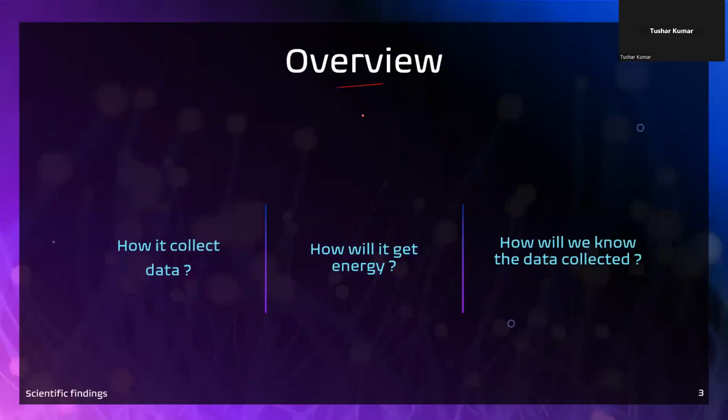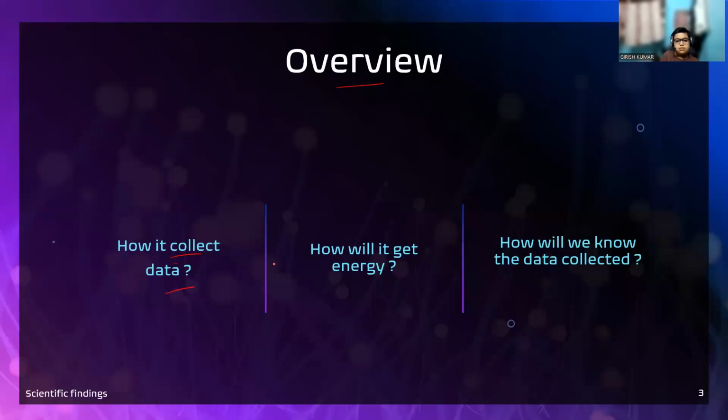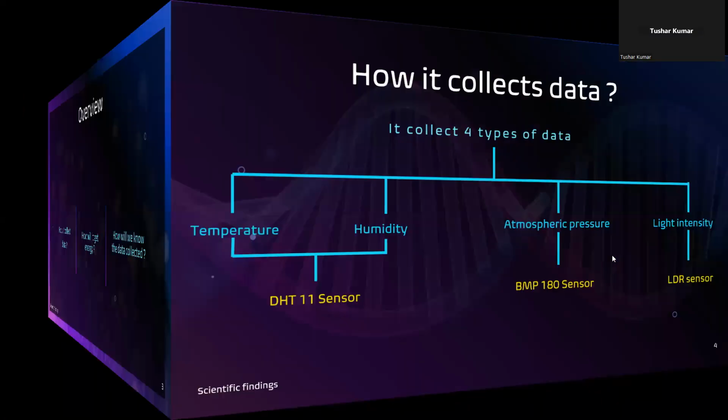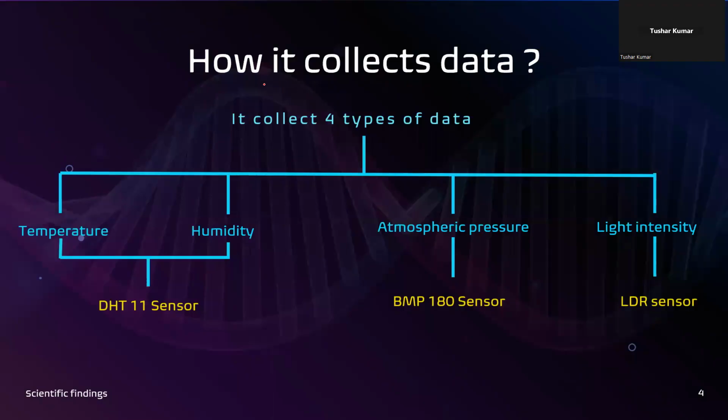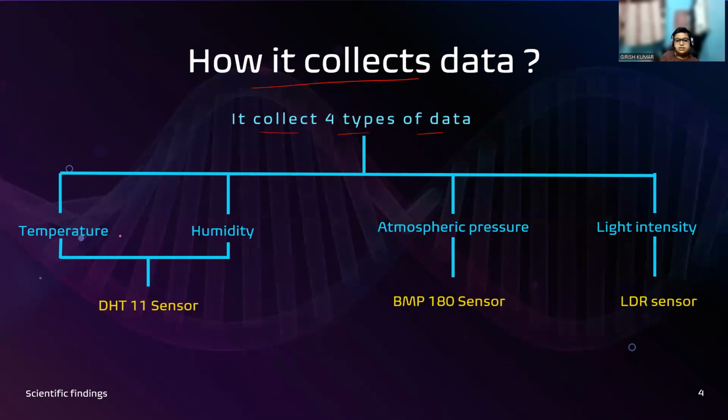Here is the overview of the three questions we are going to answer. How does it collect data, how will it get energy, and how will we know the data collected by the satellite. We'll go through the first question: how does it collect data. It collects four types of data. First is temperature, second is humidity, third is atmospheric pressure, and the fourth is light intensity.